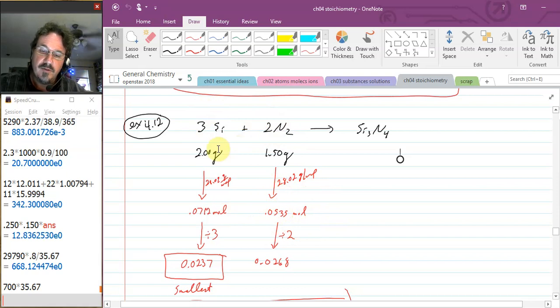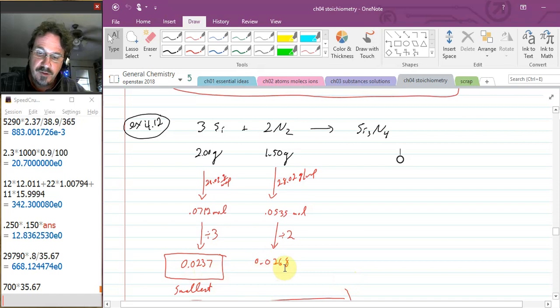So again, retracing, I've converted them both to moles. The second step, divide by their coefficients. So I've got my balanced equation. This one I'm going to divide by 3. I get 0.0237. This one I'm going to divide by 2, so I get 0.0268. Now I compare.